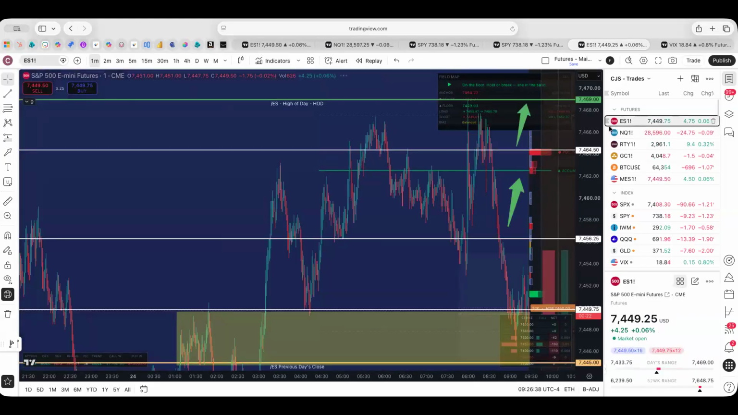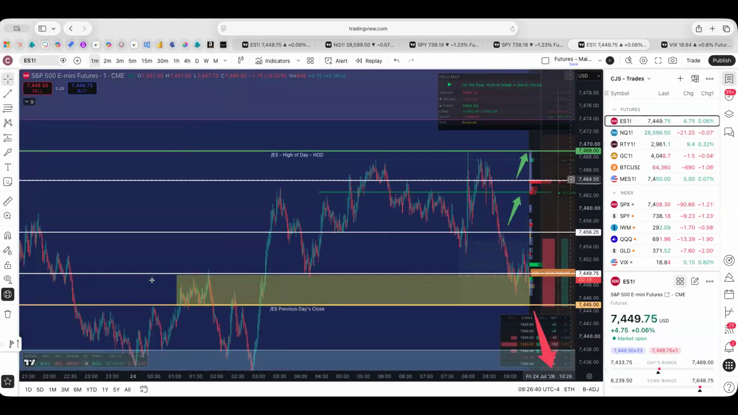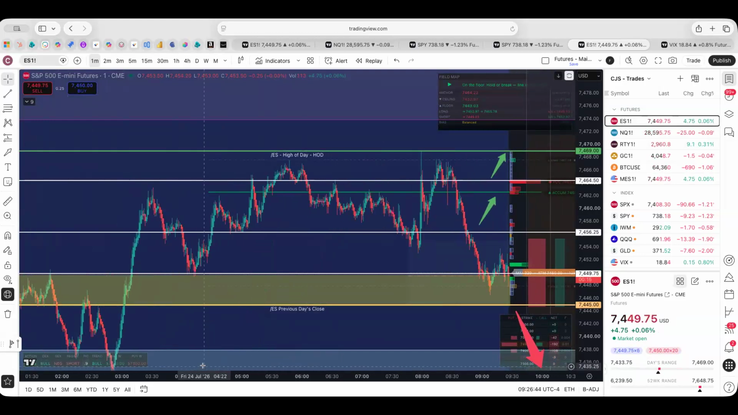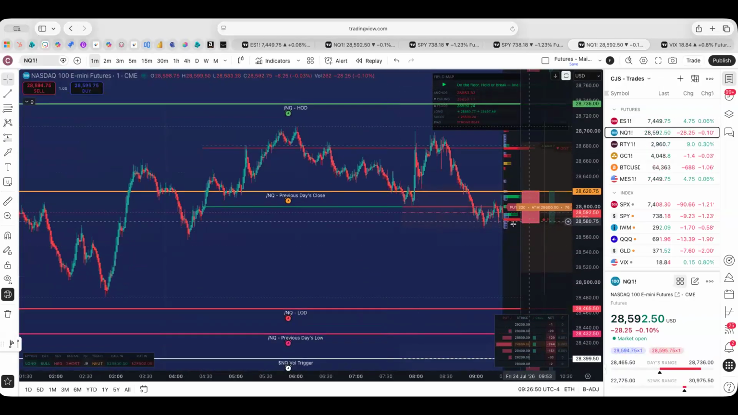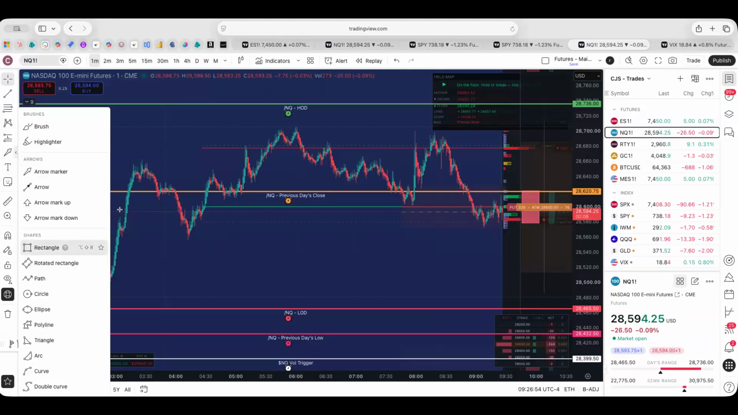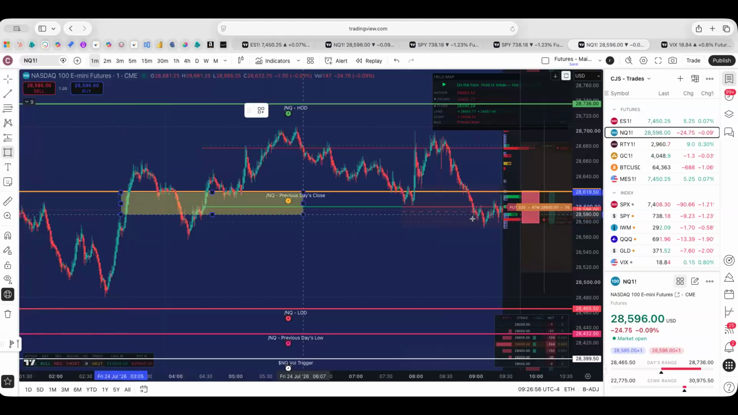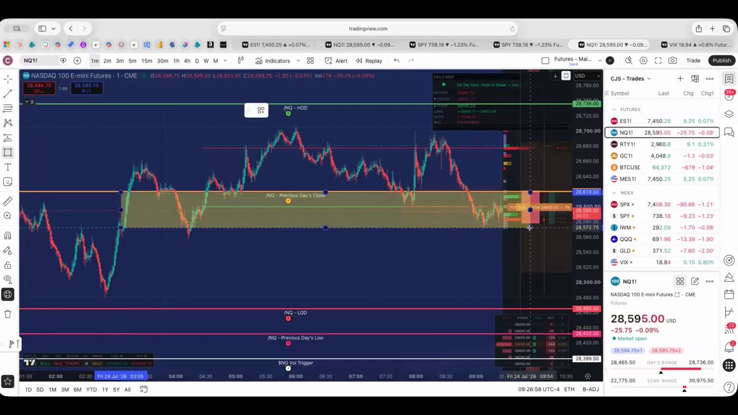So just for clarity, futures, ES, you can trade both ES and MES. And then for NQ and MNQ, you can trade both. Clearly, price is currently in range at the moment. So between previous day close and this area, price is just being choppy.